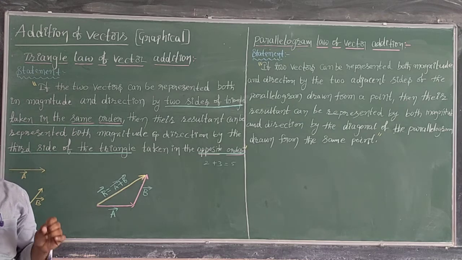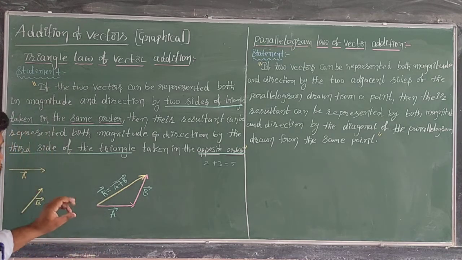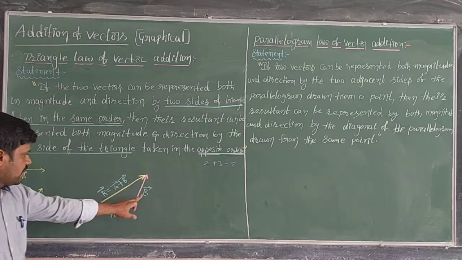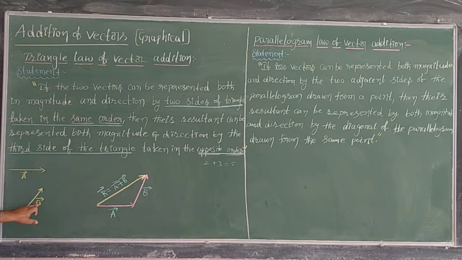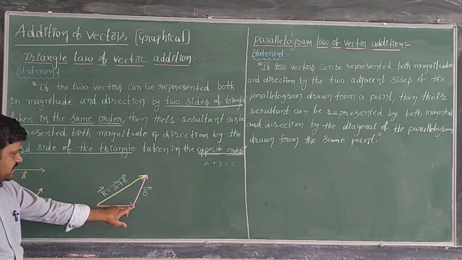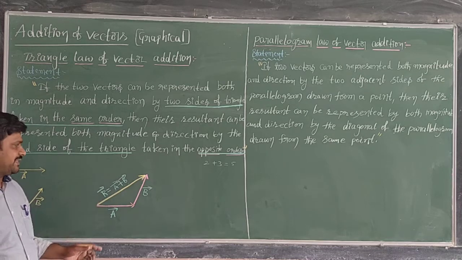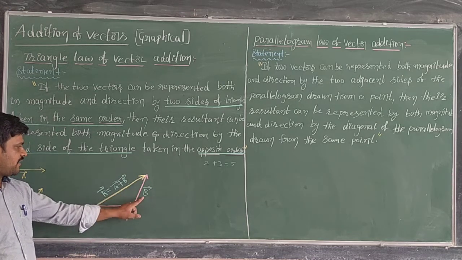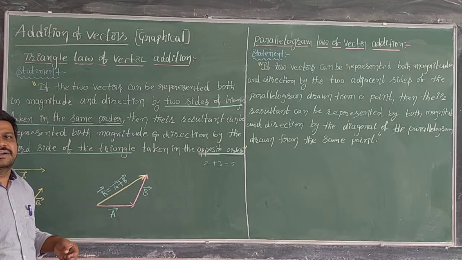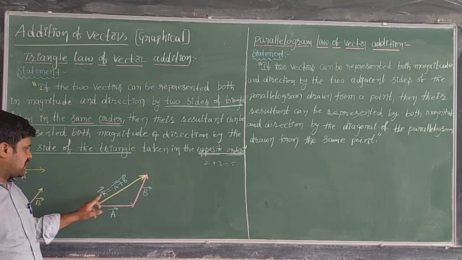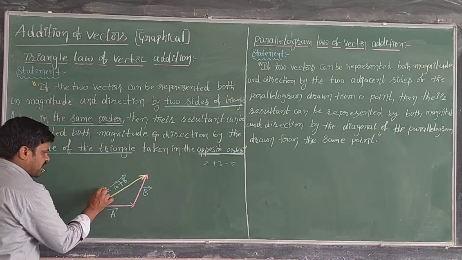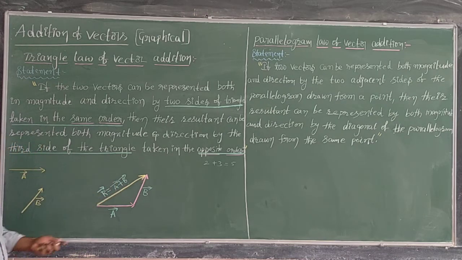In the triangle law of vector addition, how to add two vectors? The tail of B must coincide with the head of A. This is the A vector, this is its head. A vector's head coincides with the tail of the B vector. Then A bar and B bar are both added with each other. The resultant of the addition of these two vectors, the resultant vector R bar, can be represented by A bar plus B bar. Now this one is good.